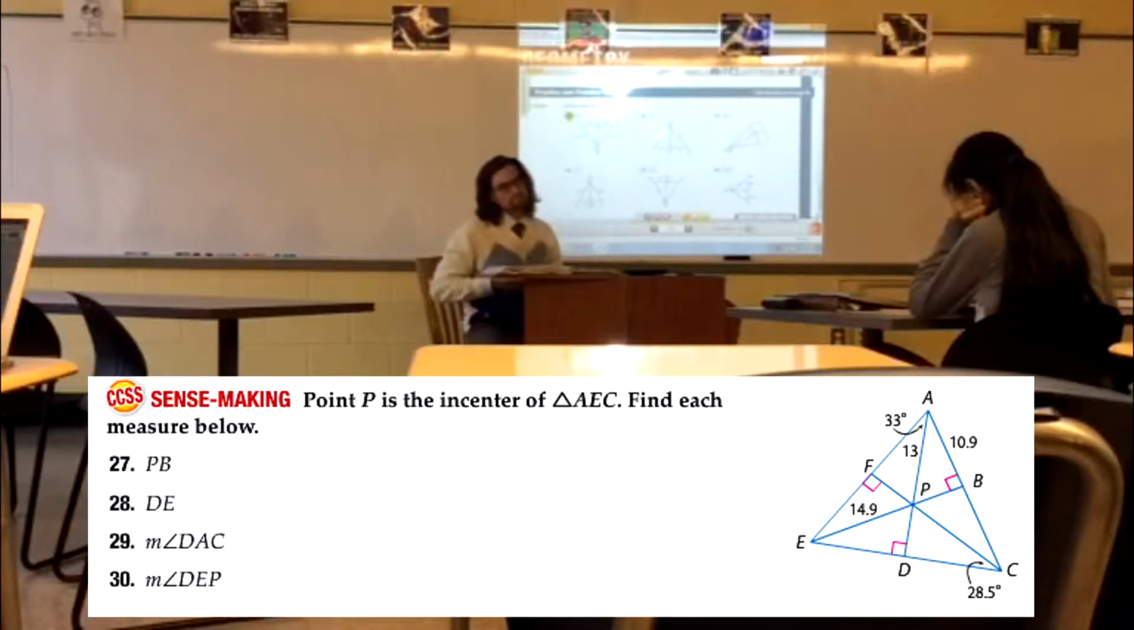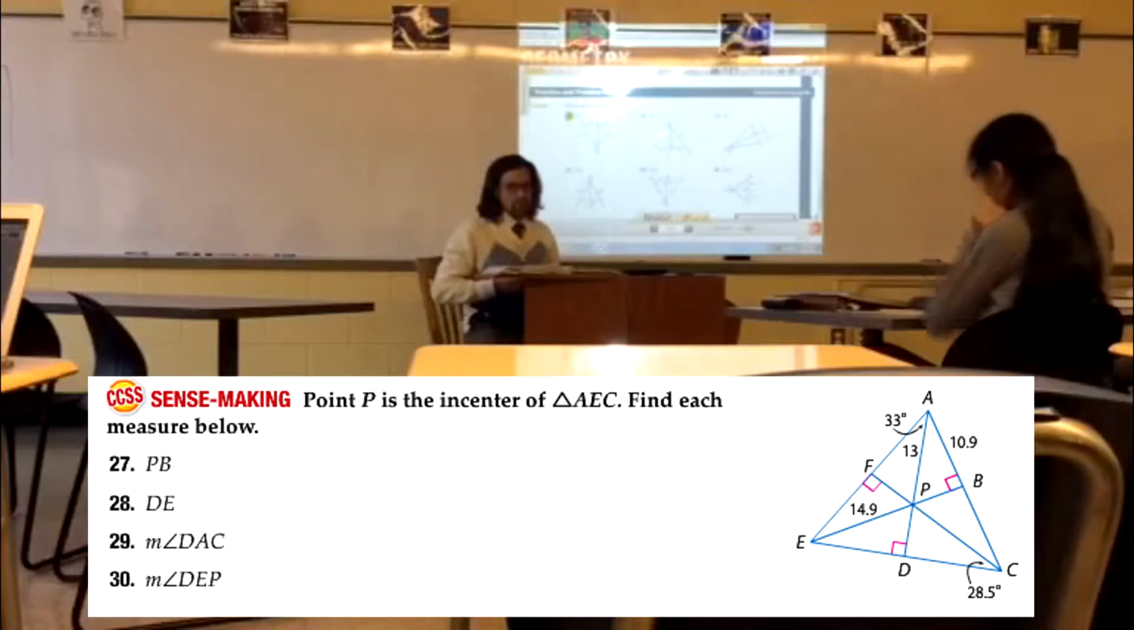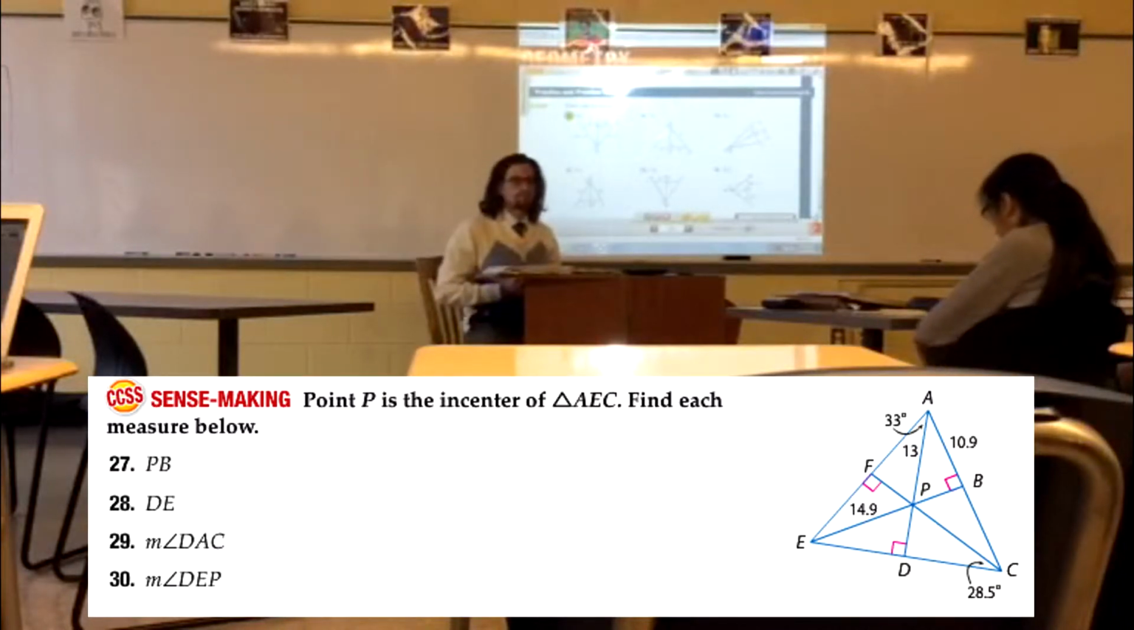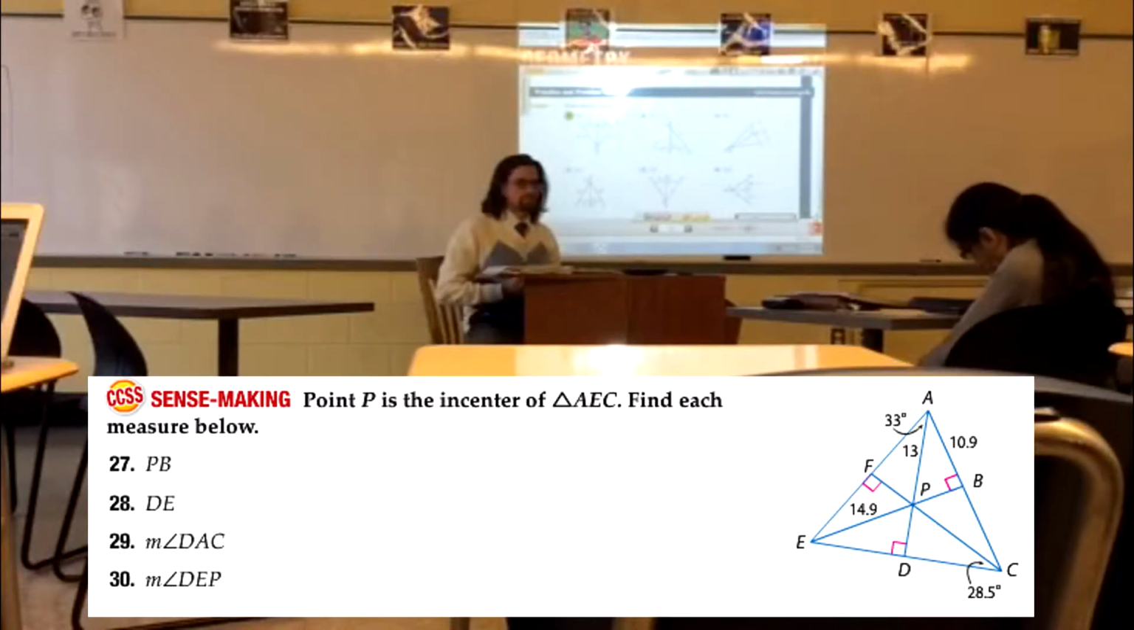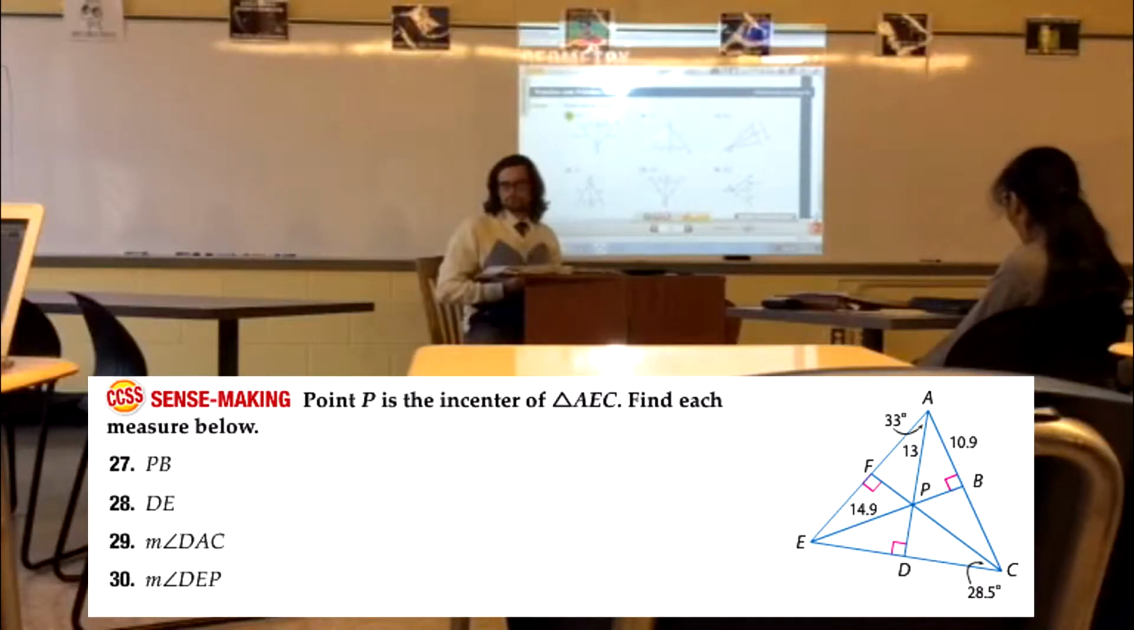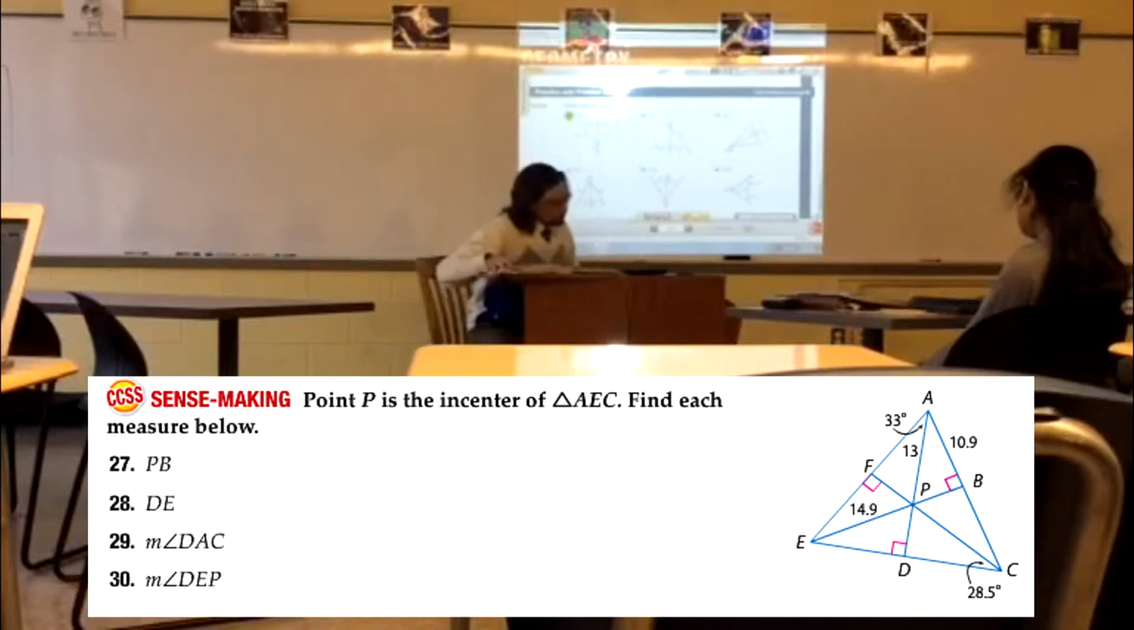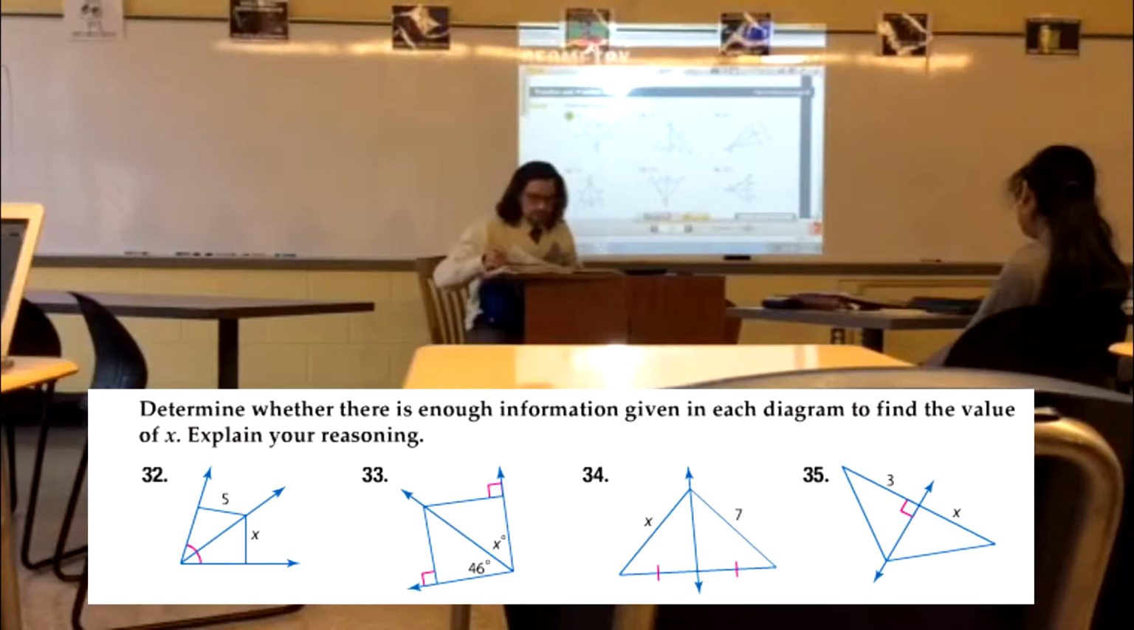Oh, wait, what was 29? 33. Okay. 30 was 28.5. Any of those four you'd like to discuss? All right. 32. All right. Do you have enough info?